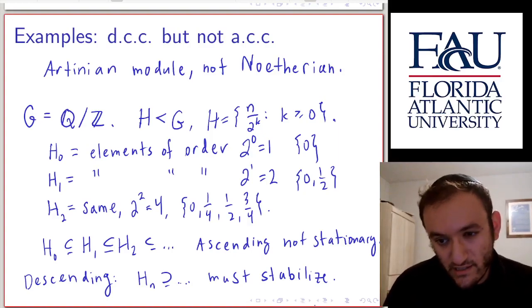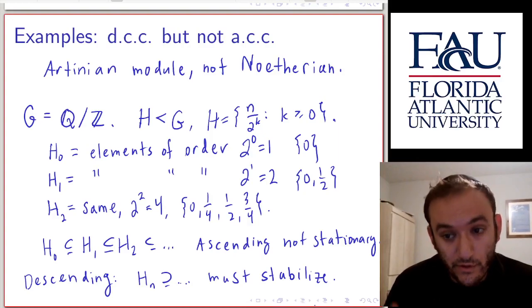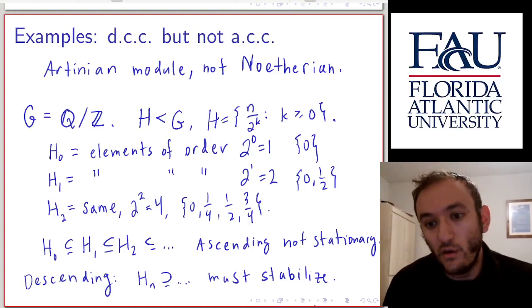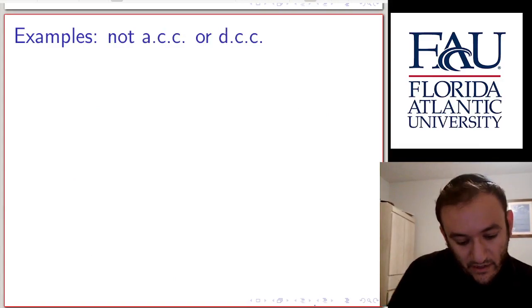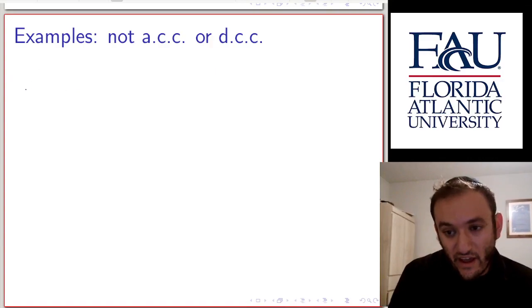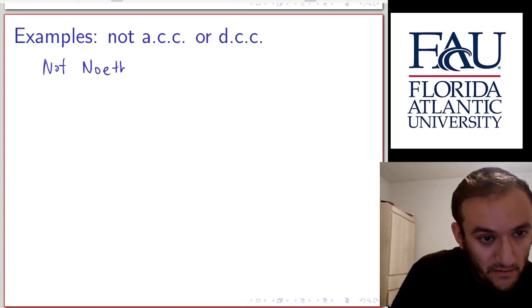But it's hard to construct these examples, and we'll see that Artinian rings are also Noetherian. So there's an asymmetry there. But you do have Artinian modules which are not Noetherian. Now let's look at a couple of examples which satisfy neither the ascending chain condition nor the descending chain condition. So these modules are not Noetherian and not Artinian.